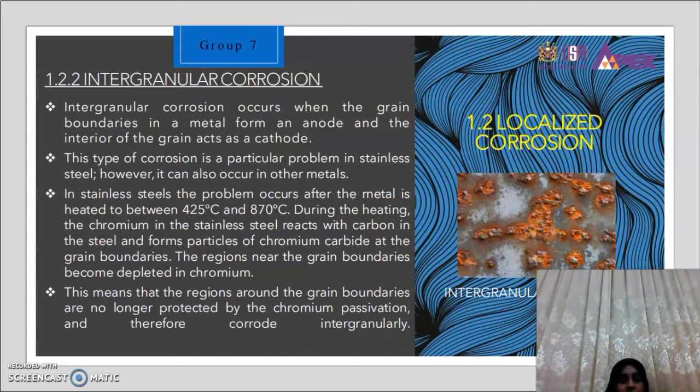In stainless steel, the problem occurs after the metal is heated to between 425 degrees Celsius and 870 degrees Celsius. During the heating, the chromium in the stainless steel reacts with carbon in the steel and forms particles of chromium carbide at the grain boundaries. The region near the grain boundaries becomes depleted in chromium. This means that the region around the grain boundaries is no longer protected by the chromium passivation and therefore corrodes intergranularly.